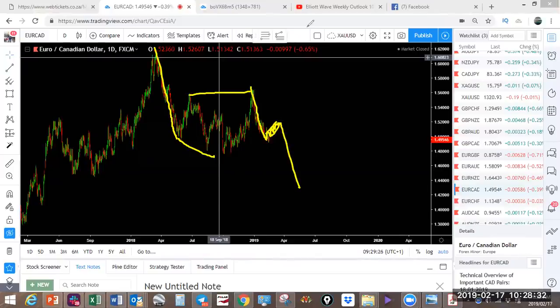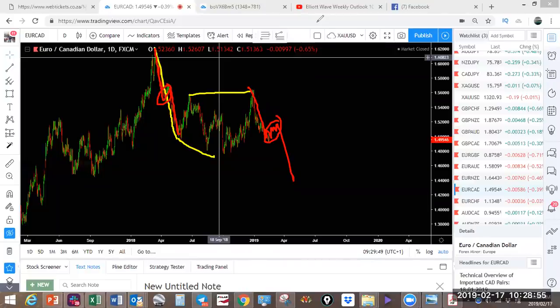Now, if you look at this, we may get fractals here, 1, 2, 3. So let's take this off. So you may get a similar structure this side. This structure, can you see that you have this corrective structure here? So you may get this one there. So you are getting indication of a push to the upside. This push may not be a reversal, it may just be a corrective structure.